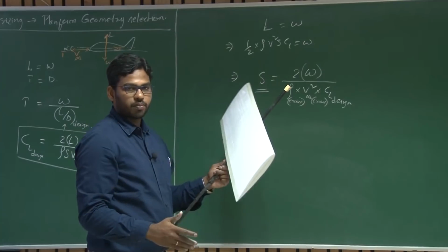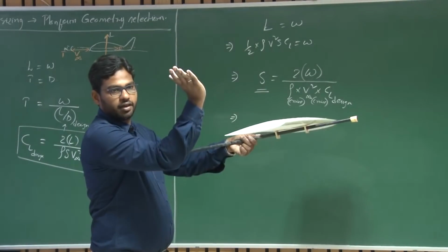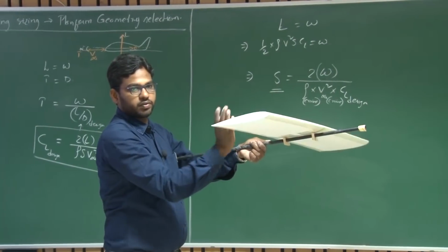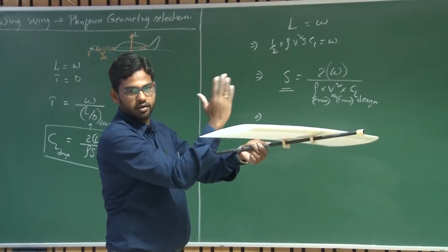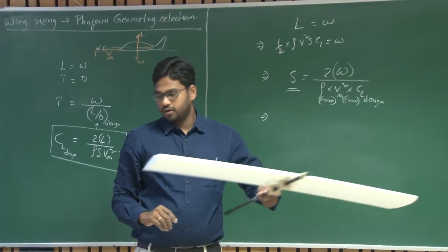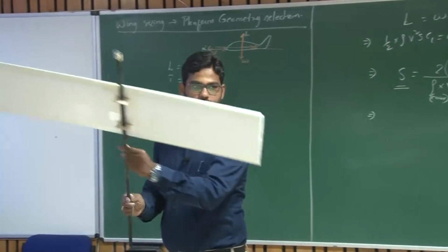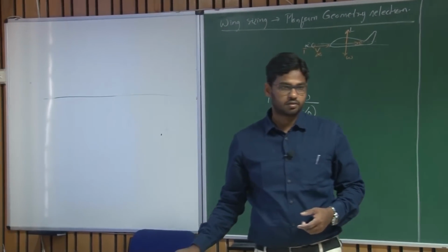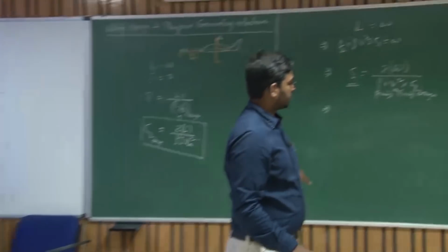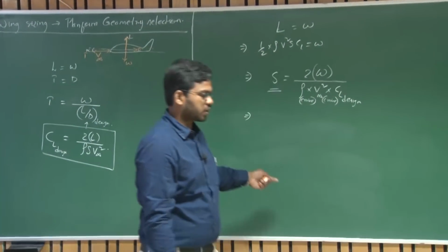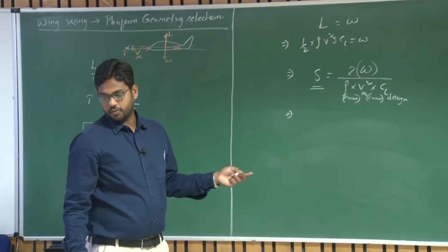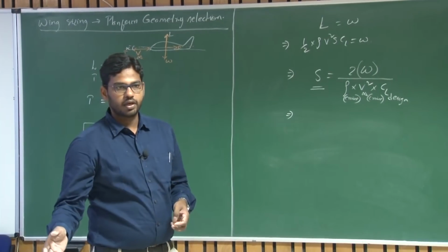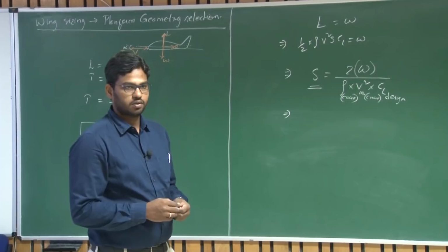And then there can be a sweep and there can be a dihedral. The inclination of this wing with respect to horizontal is the dihedral. So these are the wing planform geometric parameters. So how to decide this? In this approach, we are going to talk about the wing planform geometry as a function of aspect ratio as well as taper ratio.